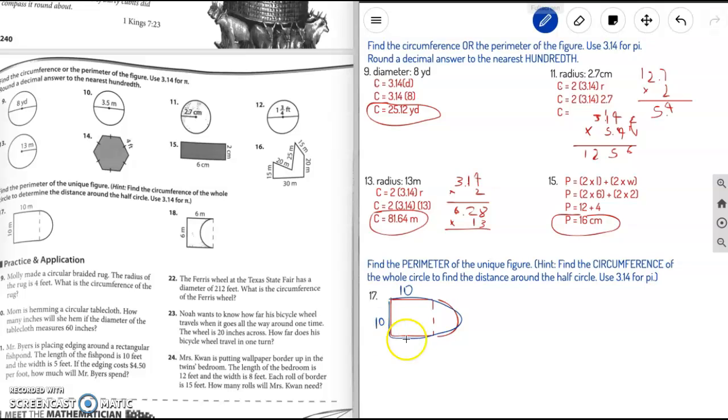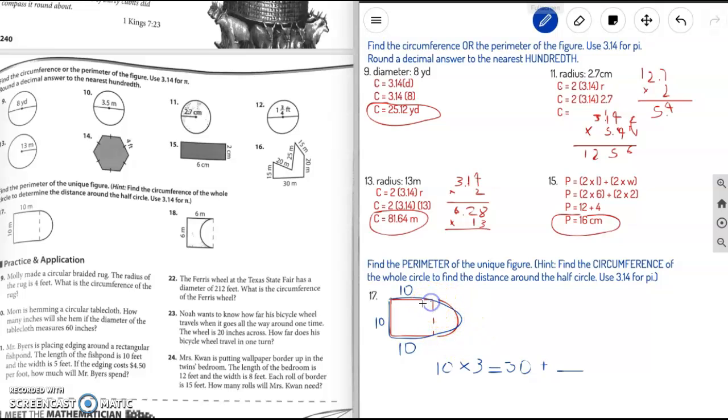What would be here? Parallel lines, right? So this is also 10. So far, these sides added up together is what? Well, 10 times 1, 2, 3. So far we have 30, but we have to add to 30 what? We have to add this. And how do we find that? That is half of a circumference, because the circumference tells us the whole circle, but we're trying to find the half. So we need to first find the circumference of this circle.